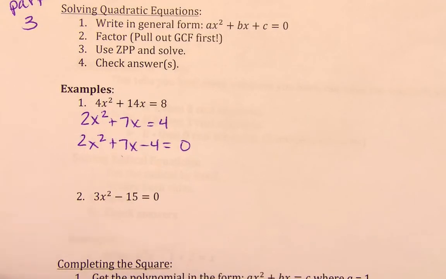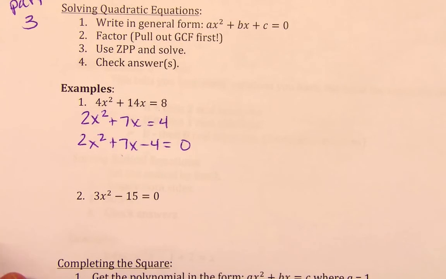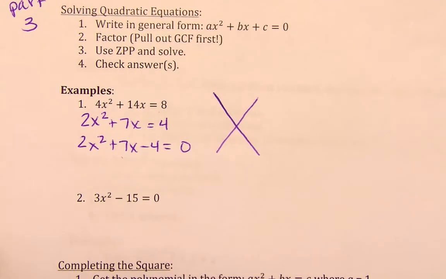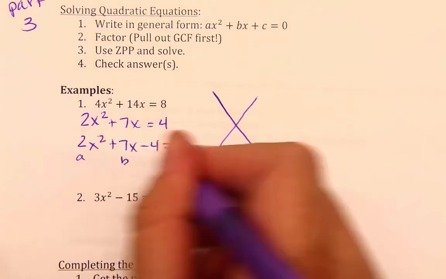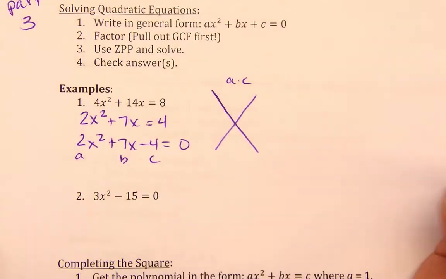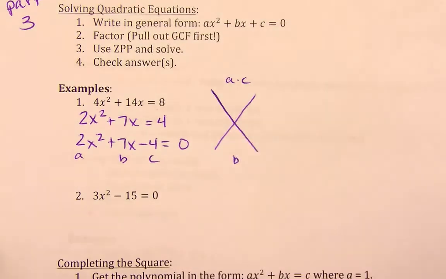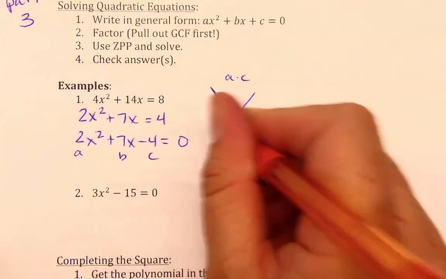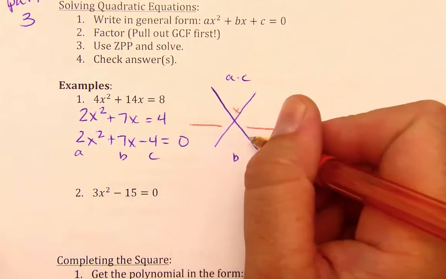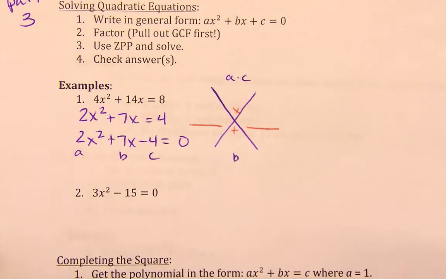We can usually use the quadratic formula, but I have a method that I like that if you don't like the way you factor, this might be really helpful for you. And I call it the X method. When we use the X method, if this is my A, my B, and my C value, then up top I want my A times my C, and on the bottom I want my B value. And what I want is two numbers here that when I multiply them, I get A times C, and when I add them, I get my B value.